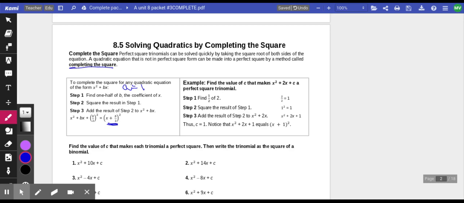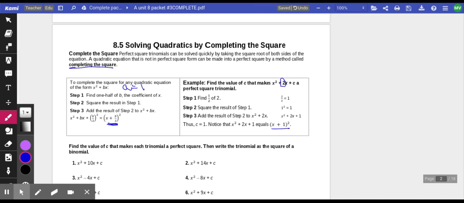So here's how we find c. The first thing we're going to do is notice a is 1. We're going to take the b, which is 2, and find 1/2 of b. That's 1. We're then going to square 1, which is 1, and then we add 1. That gives us x squared plus 2x plus 1, which when we factor is x plus 1 times x plus 1, or x plus 1 squared.